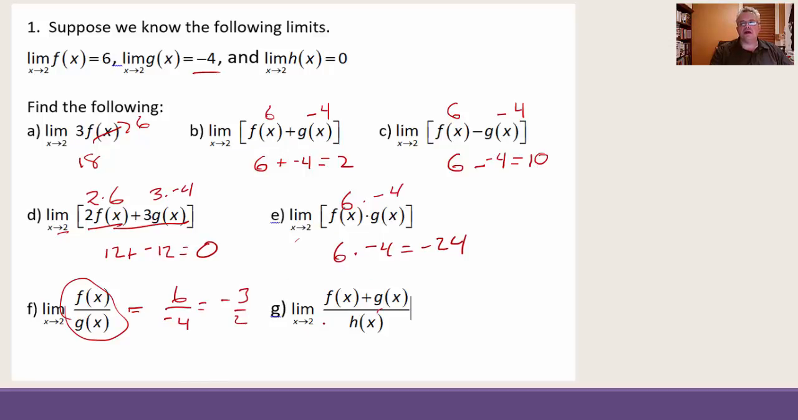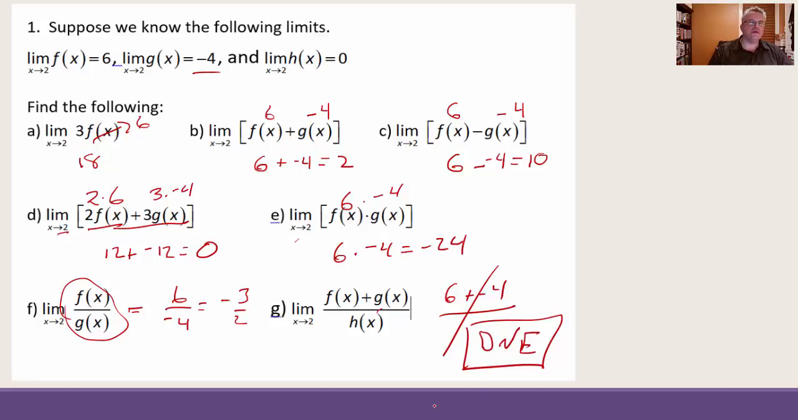All right, x approaches 2. In the numerator, we have the sum. We have 6 plus -4. But the denominator is approaching 0. So, that doesn't exist. The numerator is approaching a fixed number, the denominator is approaching 0. That is a case of does not exist. It's approaching infinity or -infinity. All right, there we go.